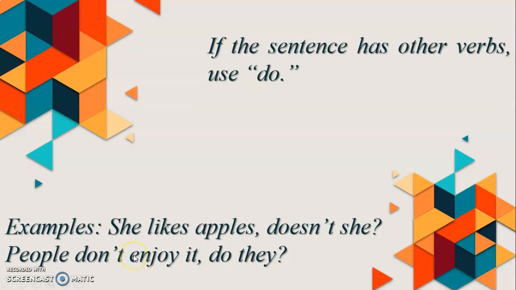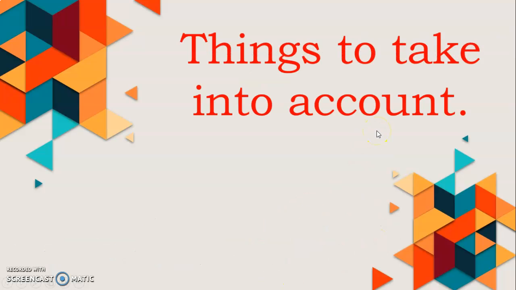And what about the last one? It says, people don't enjoy it, do they? Okay, see that in here the sentence is negative, we use don't, and we turn it into the positive form, which is do, and also see that they refers to people. So it would be impossible to say, people don't enjoy it, do people? Sounds weird, so it is better to use the pronouns.